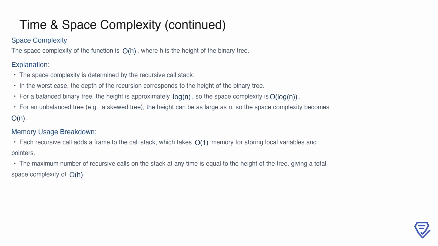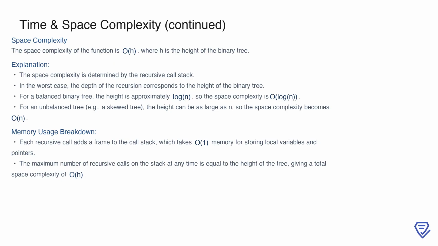Next, let's examine the space complexity, which is determined by the memory used for the recursive call stack. The depth of the recursion corresponds to the height of the binary tree, denoted as h. In the best-case scenario, if the tree is balanced, the height is approximately log n, leading to a space complexity of O(log n). However, in the worst-case scenario, such as a completely skewed tree where all nodes form a single branch, the height of the tree can reach n. In this case, the space complexity becomes O(n).